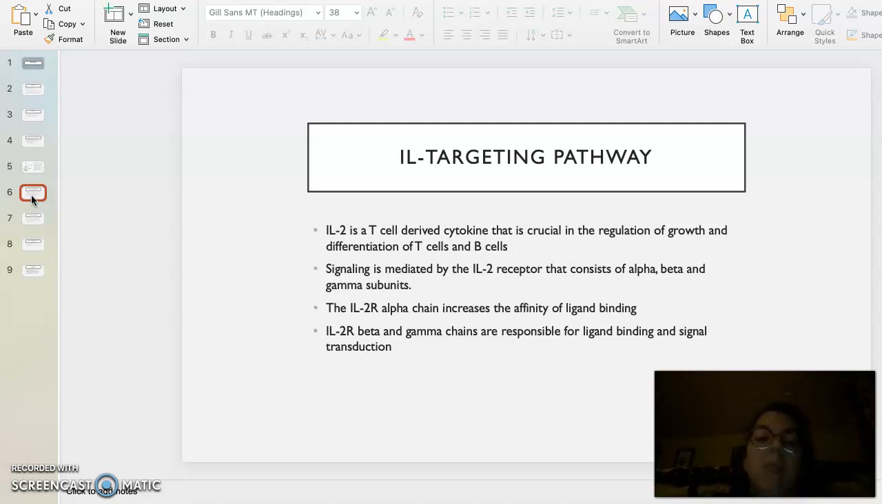Specifically, IL-2 is a T cell derived cytokine that is crucial in the regulation of growth and differentiation of T cells and B cells. Signaling is mediated by the IL-2 receptor that consists of alpha, beta, and gamma subunits. The IL-2R alpha chain increases the affinity of ligand binding, and the IL-2R beta and gamma chains are responsible for ligand binding and signal transduction.